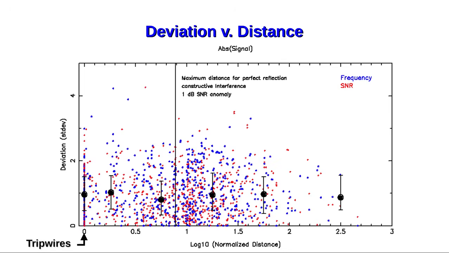Just like with the signal-to-noise ratio, one would expect the deviations to decrease with increasing distance of the aircraft from the receiver. However, the points show no trend of any sort with distance. Even the tripwire links, where there would be reason to see an enhancement, show no difference either.